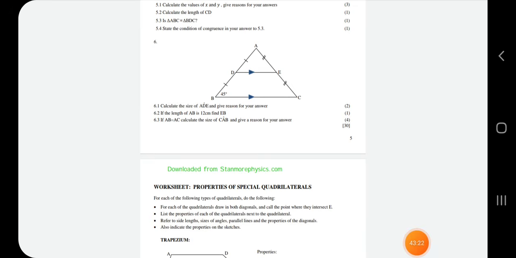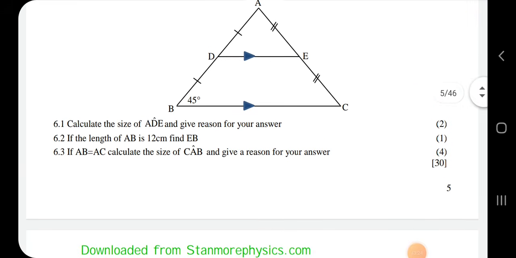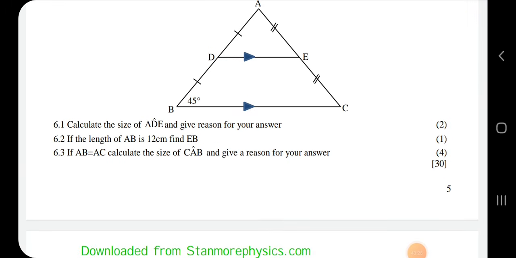Let's just look at this and look at the midpoint theorem. So know that BC is 2 times DE, okay? Always BC is 2 times DE. That is the midpoint theorem.